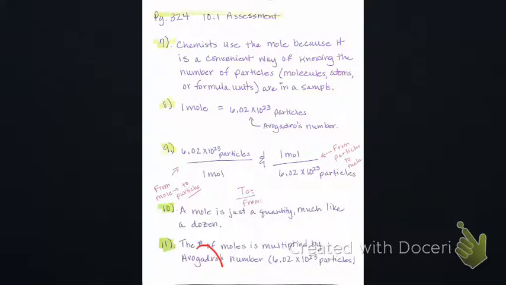All right. Number 9 asks us to provide the conversion factors that are used to convert between particles and moles. Well, we have 2 of them. We have this one and we have this one. Okay. They're used for different things. This first one with the particles on top and the moles on the bottom is for when we are going from moles to particles, okay? This one over here with moles on top and particles on the bottom is for when we are going from particles to moles.